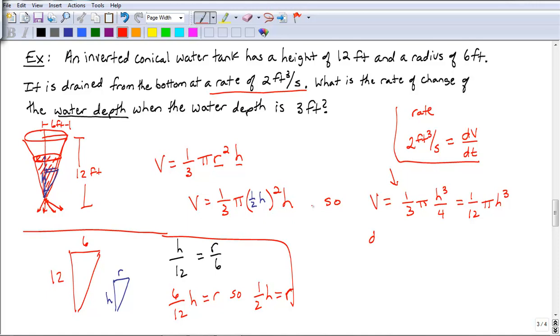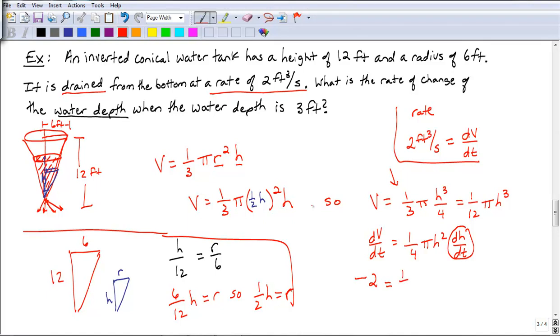Now that I have this, I take the derivative with respect to t. 3 times 1/12 is 1/4 pi h squared dh dt. dh dt is what I want to find because it's the change of water depth. So this is what I'm looking for. That means I can plug in for everything else. dV dt, well, it tells me that the volume of water is being drained. Since it's being drained, the volume is getting smaller. So this rate is -2 feet cubed per second because it's shrinking.